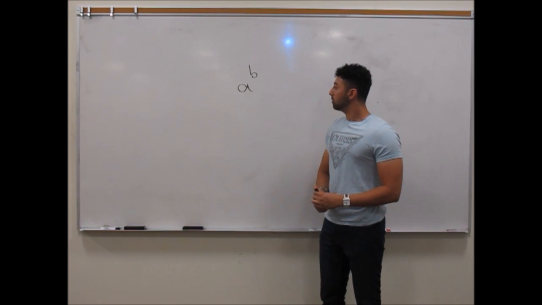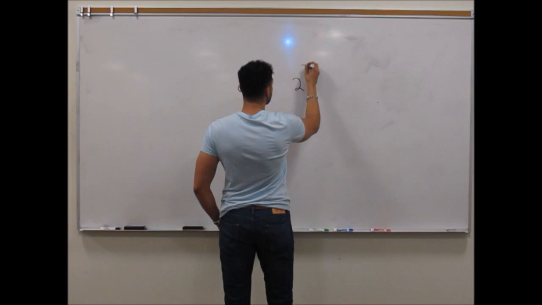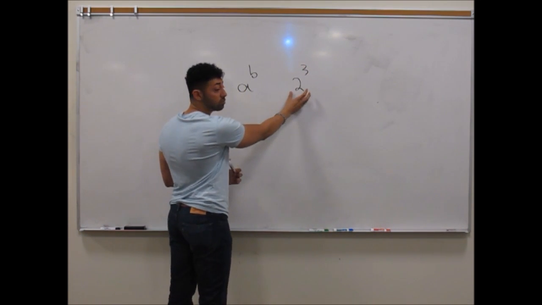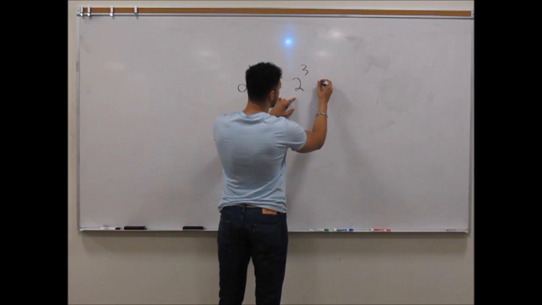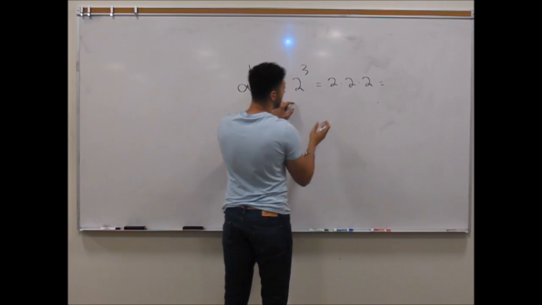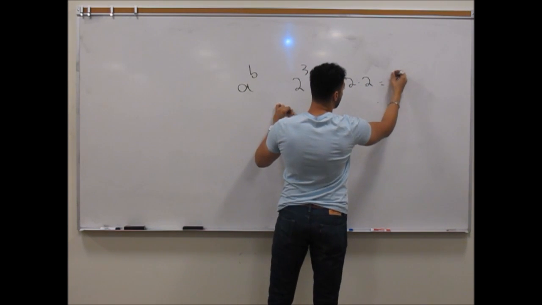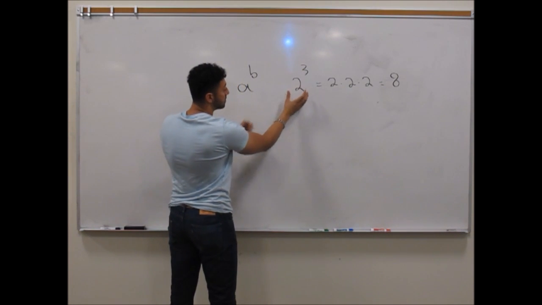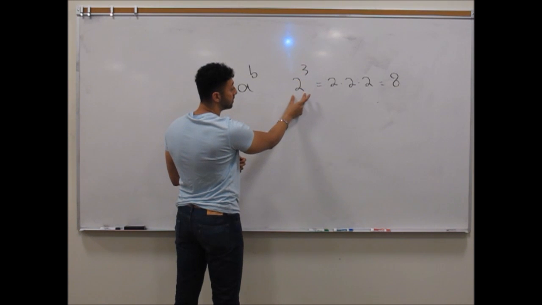If I had an expression like 2 cubed, what this is telling me is that I have 3 of these 2's, and they're all being multiplied together. So we could rewrite this as 2 times 2 times 2, and then we know that 2 times 2 would be 4, and then 4 times 2 would be 8. So this is another way that we could represent it. This symbol here is just letting us know how many of this quantity we have.